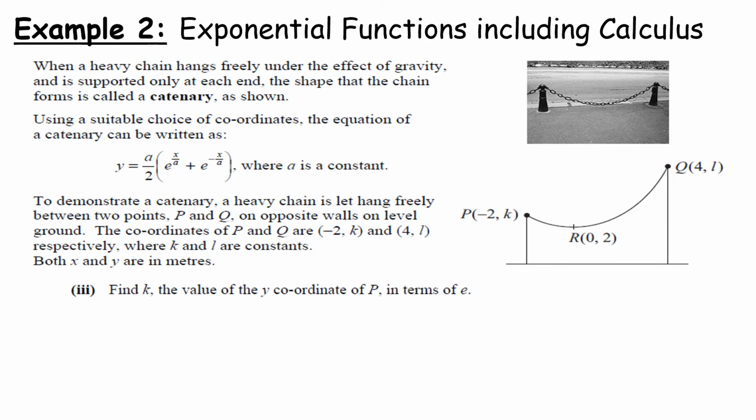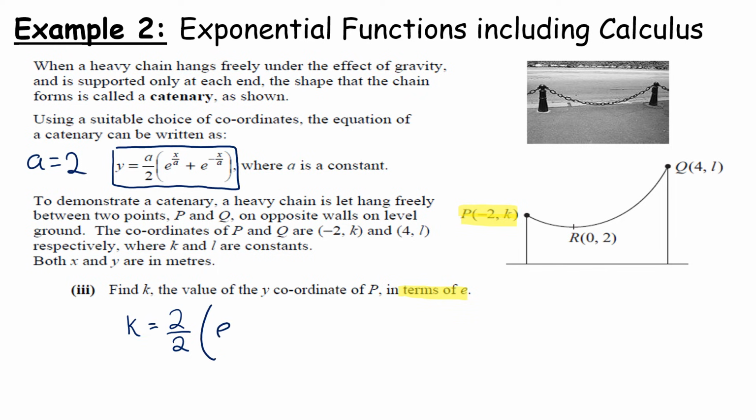So part 3 is find k, the value of the y coordinate, in terms of e. So here we're being asked in terms of e. Now, for p, here's my point p. I know my x, and again, I'm looking for my y. So it's pretty much the same question, but this time we're going to leave it in terms of e. So instead of y, I'm going to put in k. And again, a is 2. I'm using my formula here. You can simplify that down.